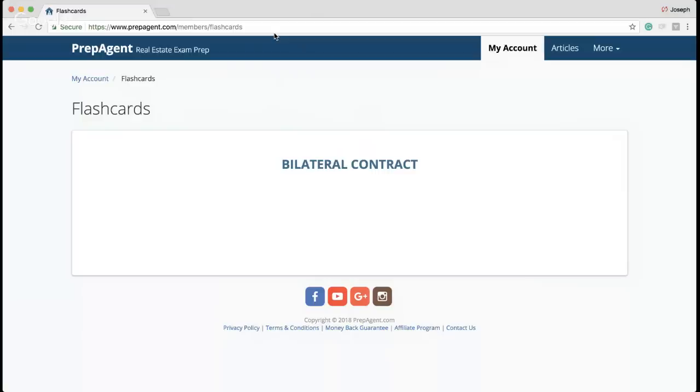Why is the exclusive right to sell listing a bilateral contract? Why is that bilateral? What do you guys think?